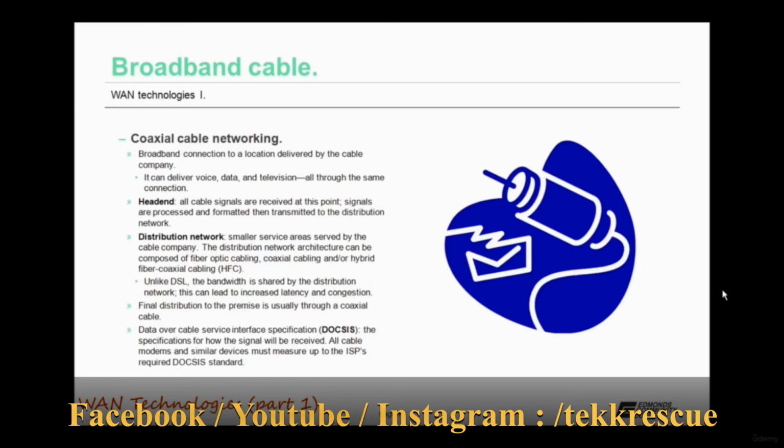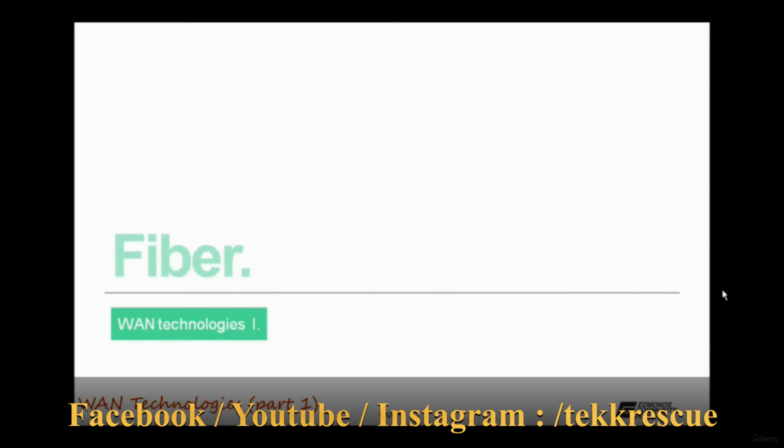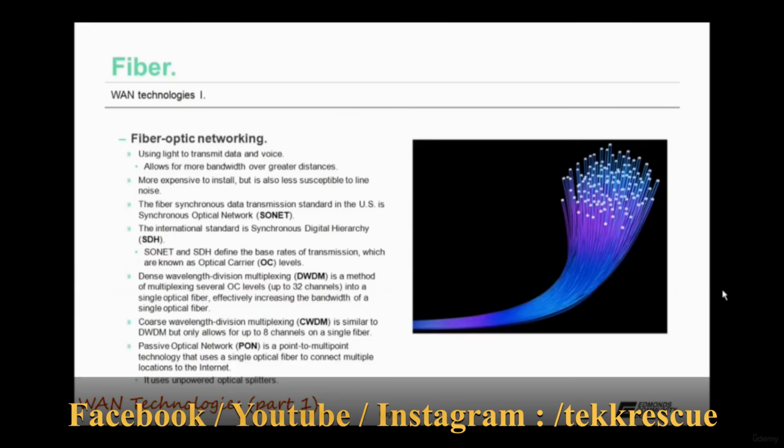The other thing that you need to know about broadband cable is that all cable modems and similar devices must measure up to the ISP's required Data Over Cable Service Interface Specification, or DOCSIS specification. If it doesn't measure up, you're not going to achieve the speeds that you expect. Now let's conclude with fiber.